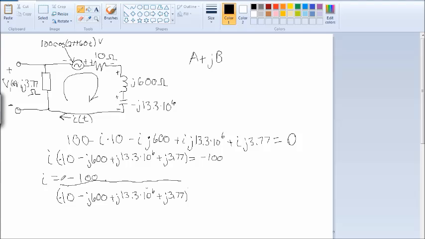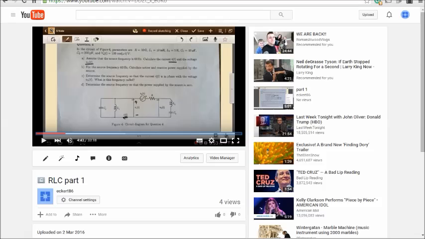So now what we need to do is combine all of the real and the imaginary in that denominator. So down here we have 600. I'm going to go over to the calculator here.